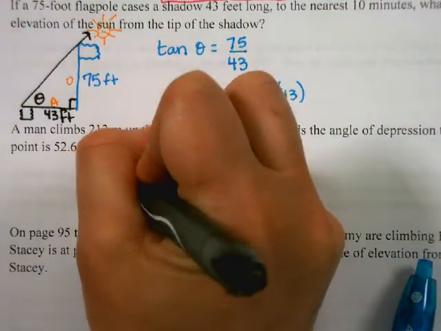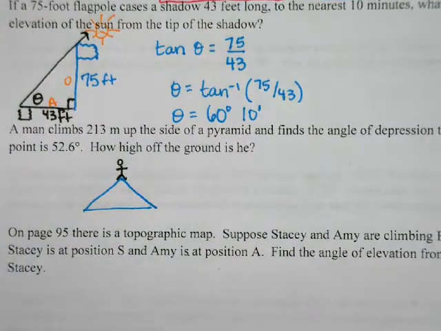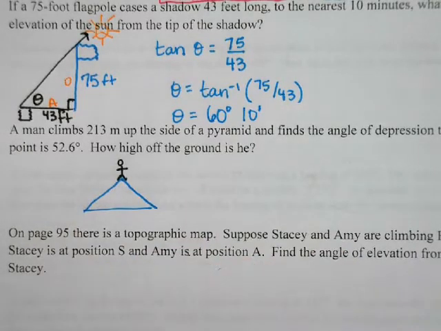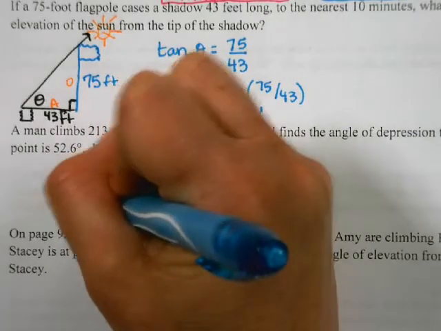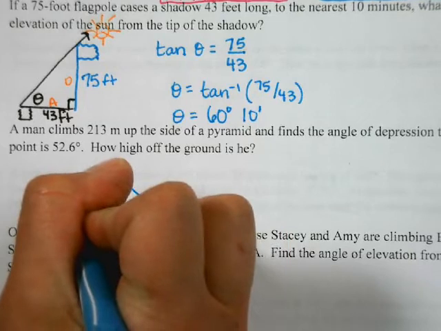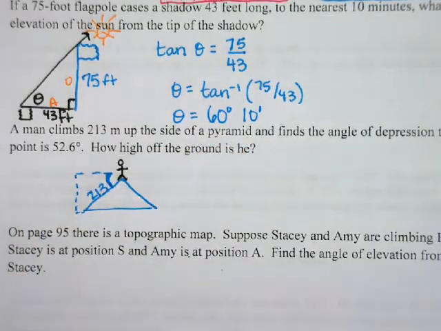I am the champion, he says. He's standing on top of his pyramid. He looks down at the bottom. Oh, and he climbed 213 meters up the side. He looks down at the bottom, and that's 52.6 degrees.